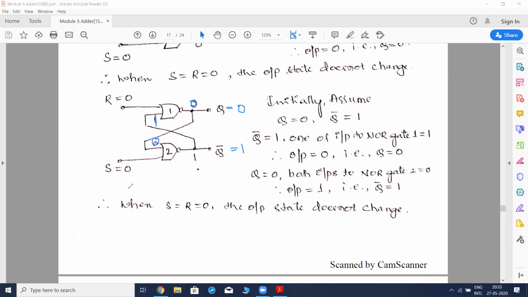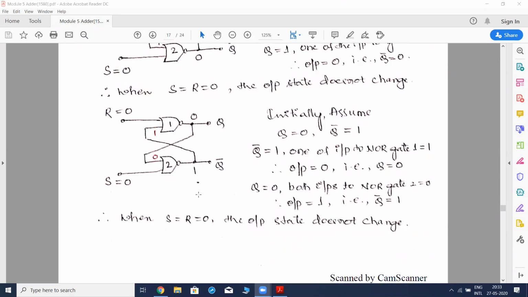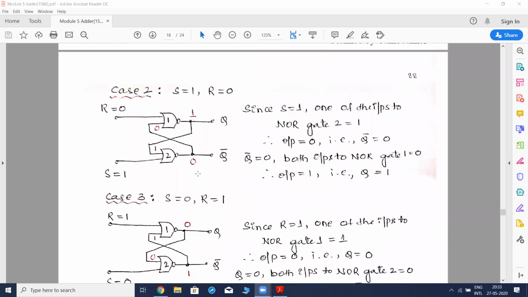With this you could understand, when S is equal to R is equal to 0, the output state is not going to change. This is the conclusion that we can draw. So for S is equal to 0 and R is equal to 0, we'll get two different combinations, because we need to assume the value of Q and Q bar. Initially, let us assume Q is equal to 1. Here, let us assume Q is equal to 0. And we have shown that the state of the latch is not going to change. Alright, now let us move on to the next case.